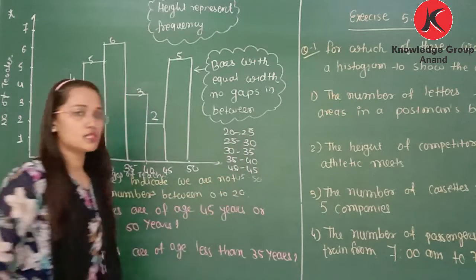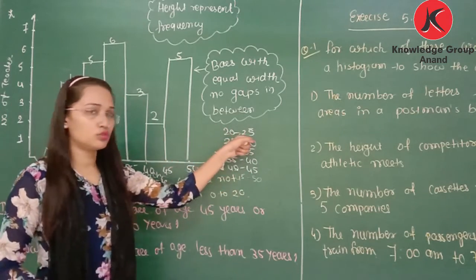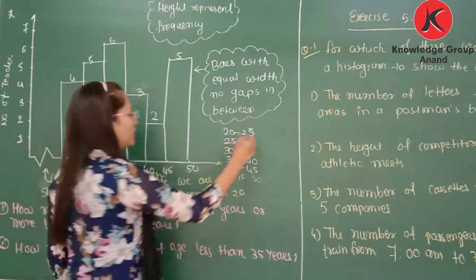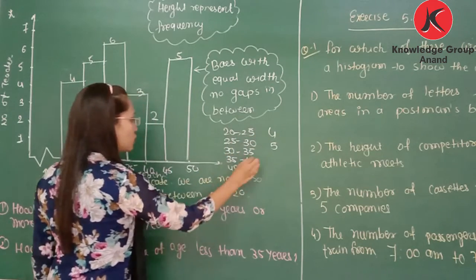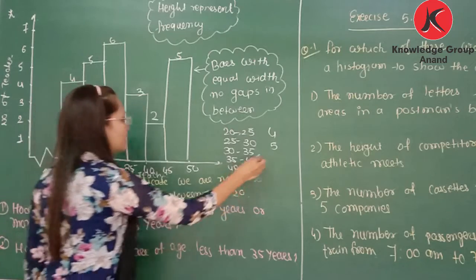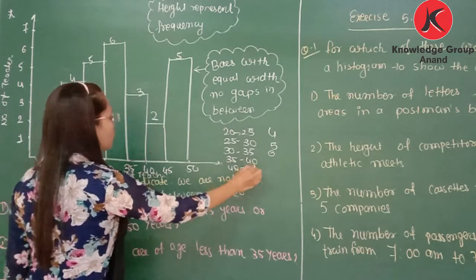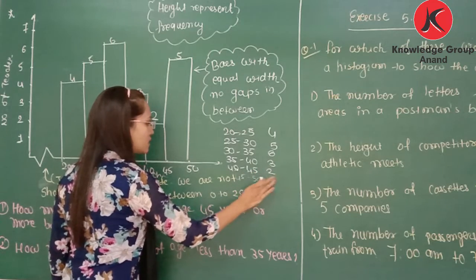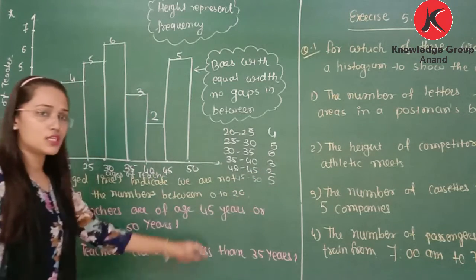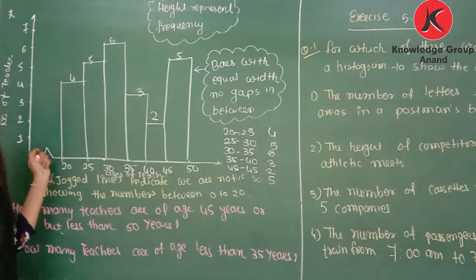So how many teachers have age between 20 to 25? There are 4 teachers. Now 25 to 30, there are 5 teachers. In age group of 30 to 35, there are 6. 35 to 40, 3 teachers, and 40 to 45, 2, and last 5. So this information is given using a histogram.